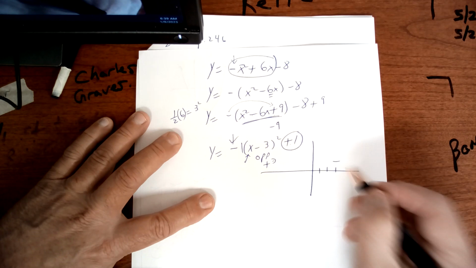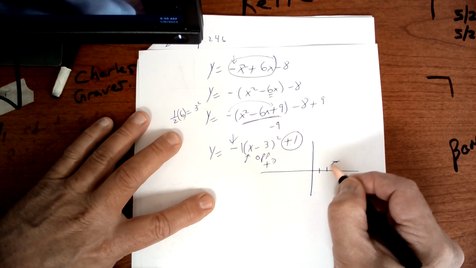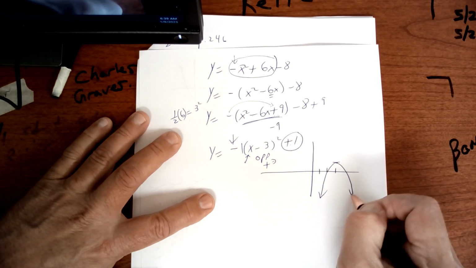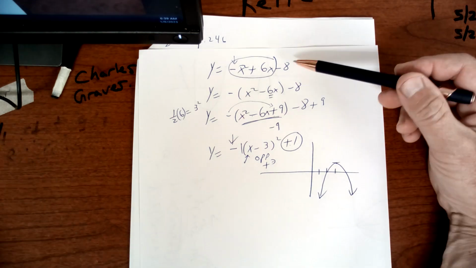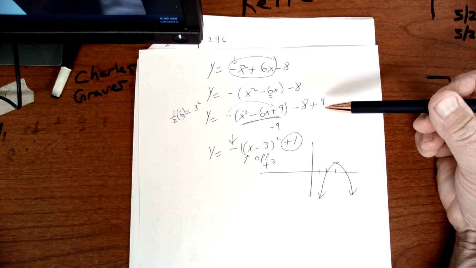So it's going to be a parent function, but it's going to go down, and it's going to look like that. Now, you can use your graphing calculator, but I do want to see the work for completing the square. You do need to know how to do that.